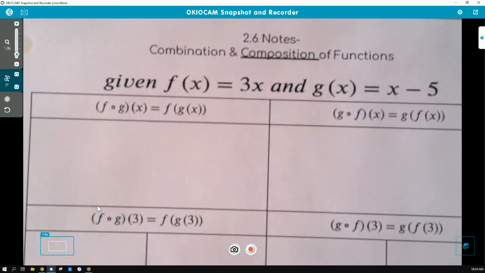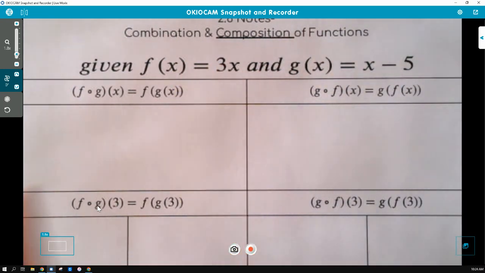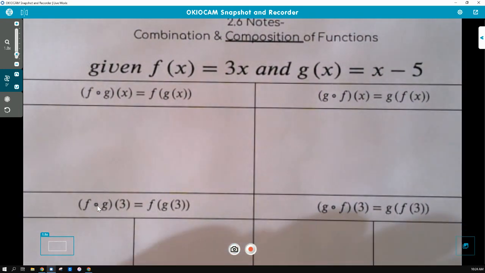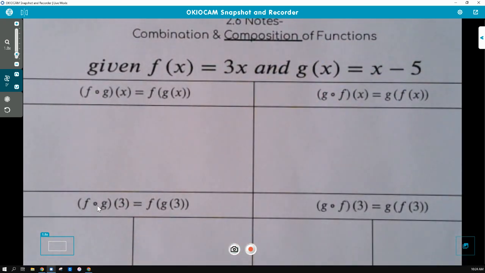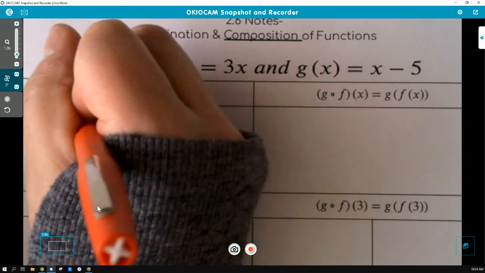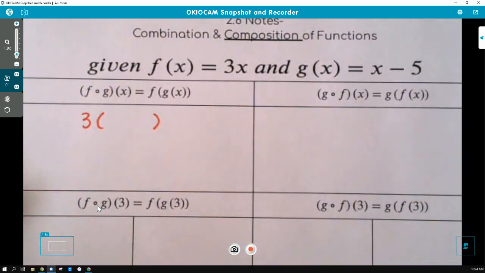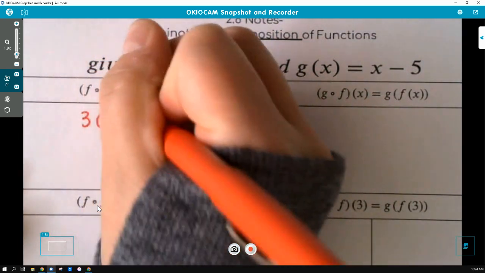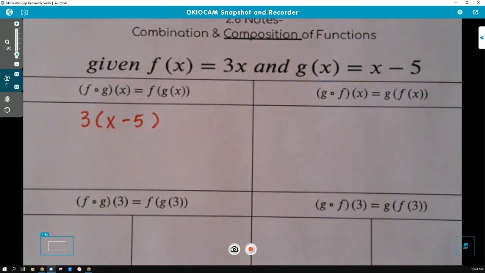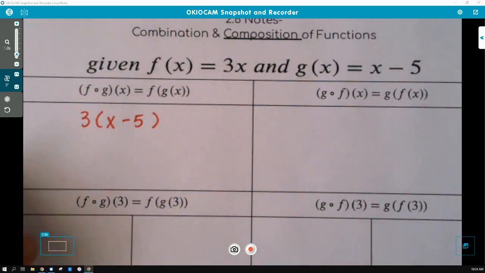f of x. So for this first one here, I've got f of x equals 3x. I'm going to be taking my x minus 5 and plugging it in for x. So what that's going to look like is 3, and then instead of the x, I am plugging in x minus 5 where the x was. Then I'm going to simplify that out.